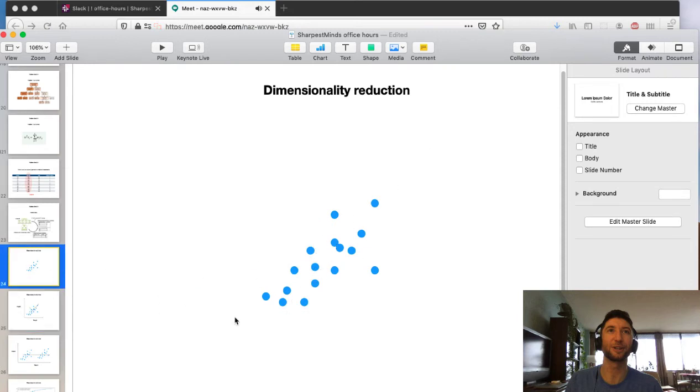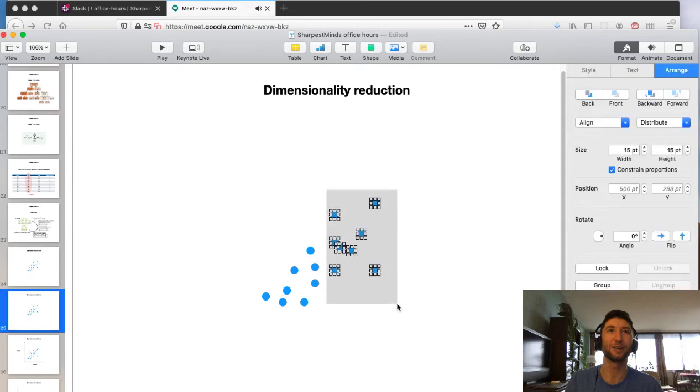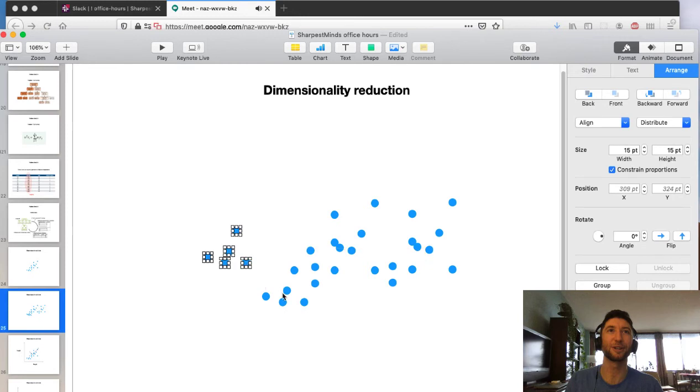But suppose instead that we had something that looked more like, okay, I'm going to doodle on the spot. This is not going to go well, this is going to be a real mess. All right, okay, let's start with a couple more points.